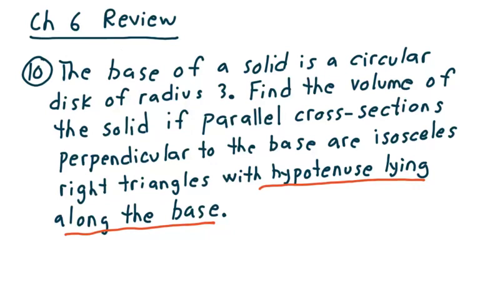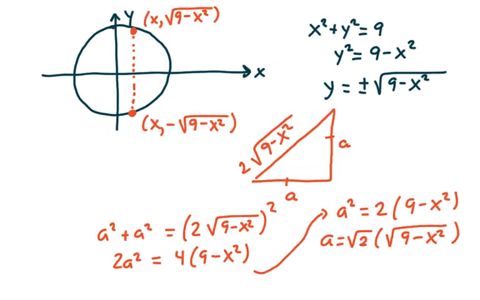This is a video from the Chapter 6 review. We're going to look at problem 10. The base of a solid is a circular disk of radius 3. Find the volume of the solid if parallel cross-sections perpendicular to the base are isosceles right triangles with the hypotenuse lying along the base. Okay, so we have a circle centered at the origin with radius 3.